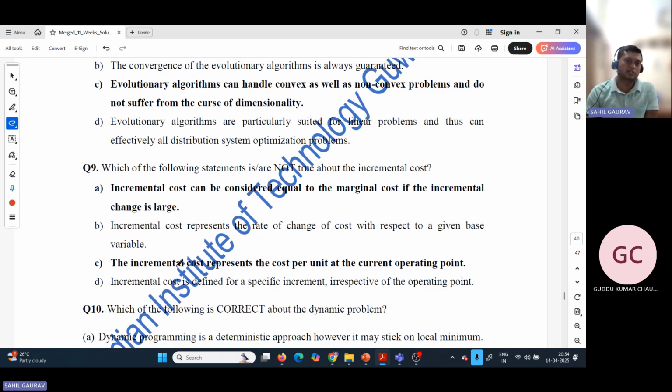If you see, B and D are correct options. These two are correct, but in this problem they are asking about the incorrect ones, because the question asks which of the following options are not correct. So A and C are the incorrect options. Incremental cost can be considered equal to marginal cost is correct, and this other option is also incorrect.